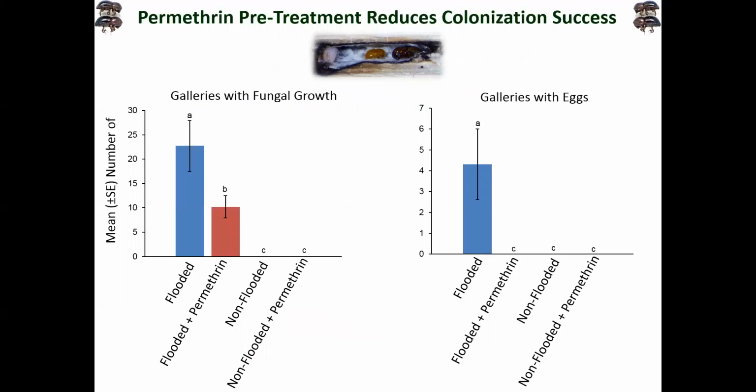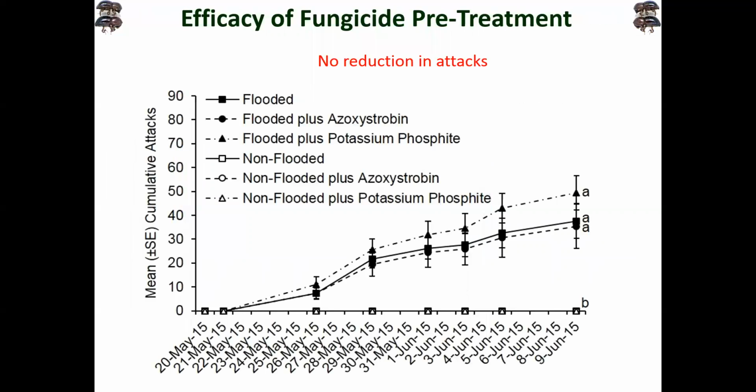Now, we do see that permethrin pre-treatment, in addition to reducing attacks, can also reduce the colonization success. In other words, we saw that galleries with fungal growth were significantly lower, and also galleries with eggs were significantly lower on trees that were pre-treated with permethrin compared to untreated trees. From an ornamental standpoint, that's still problematic because ornamental producers have essentially a zero threshold for ambrosia beetle attacks, but perhaps with other commodities it could be useful to disrupt the colonization success.